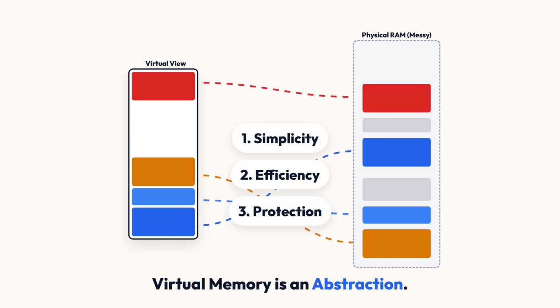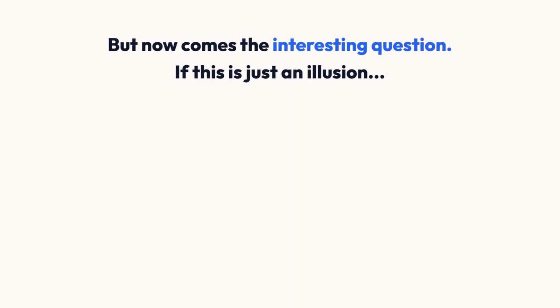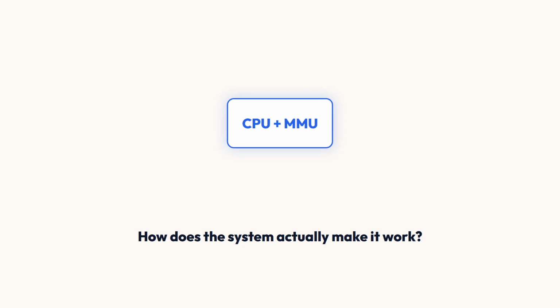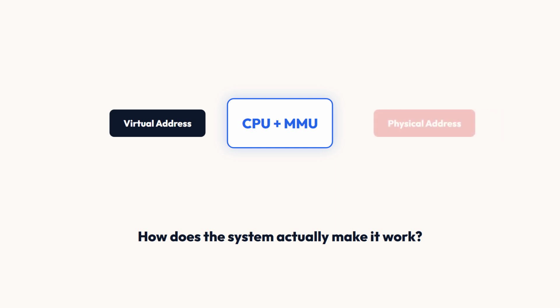But now comes the interesting question. If this is just an illusion, how does the system actually make it work? How does the CPU convert a virtual address into a real physical address? That's exactly what we'll understand in the next video.